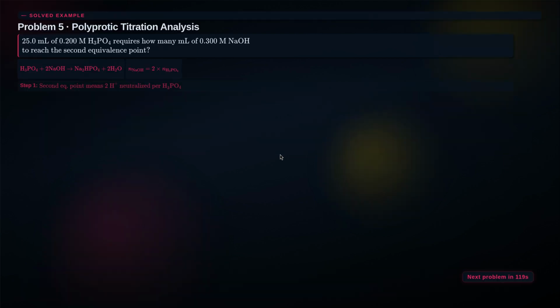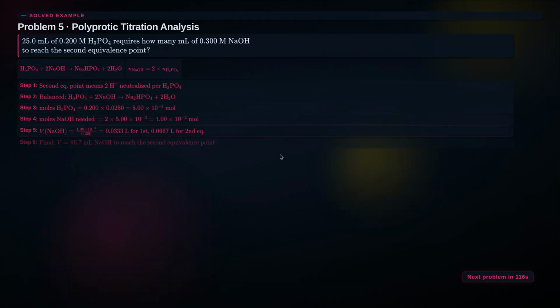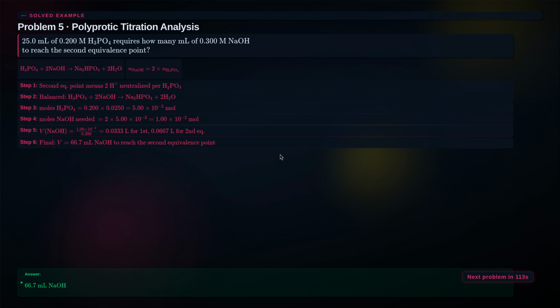Problem 5. A polyprotic acid titration analysis. 25 milliliters of 0.200 molar phosphoric acid requires how many milliliters of 0.300 molar NaOH to reach the second equivalence point? Step 1. The second equivalence point means 2 protons have been neutralized per molecule of H3PO4. Step 2. The balanced equation is H3PO4 plus 2 NaOH yields Na2HPO4 plus 2 H2O.